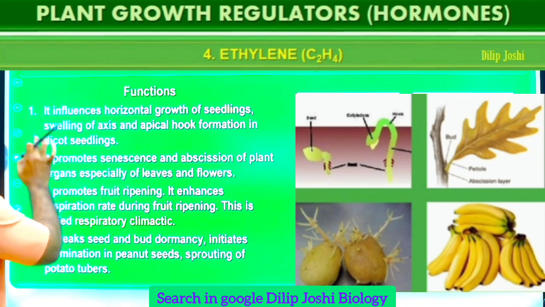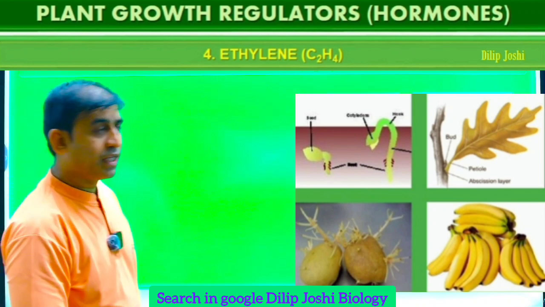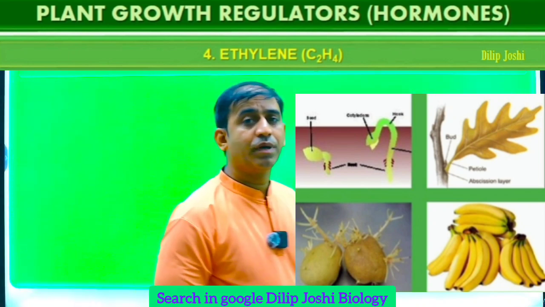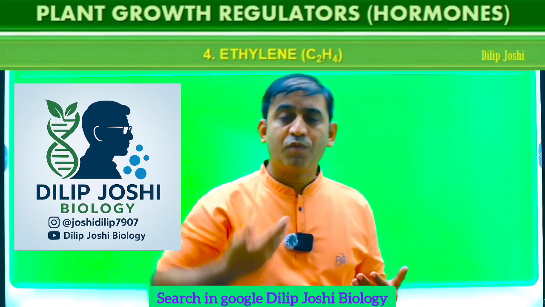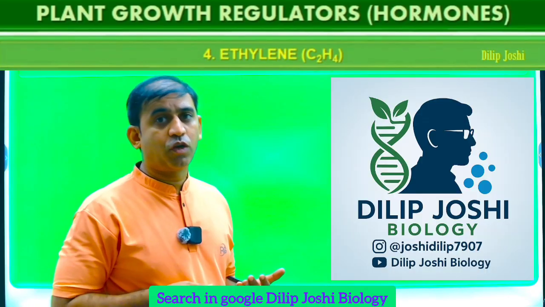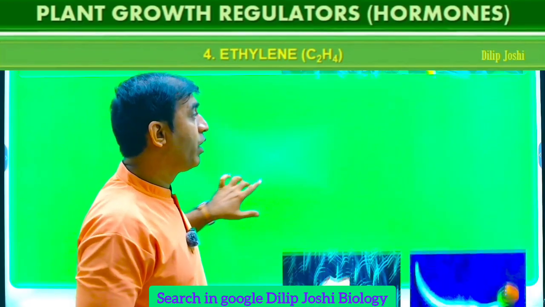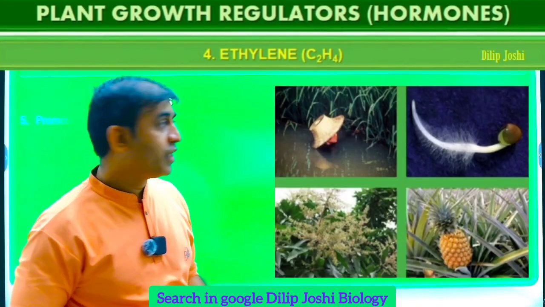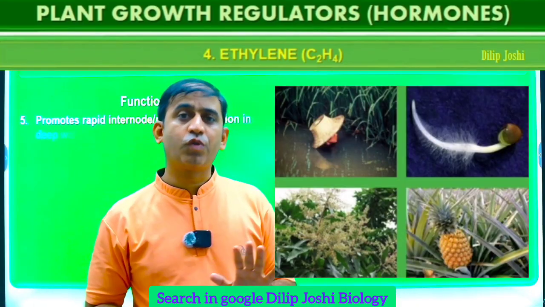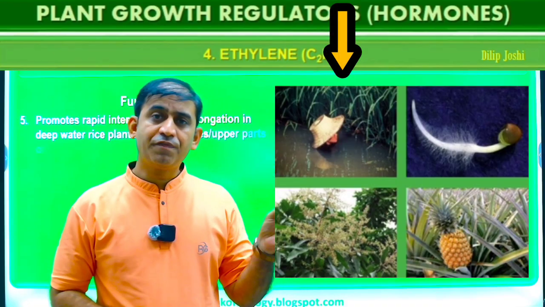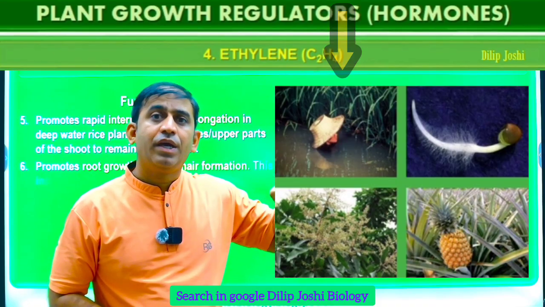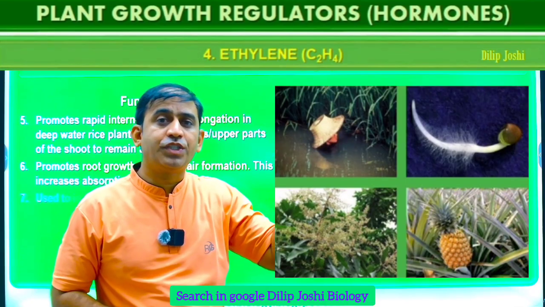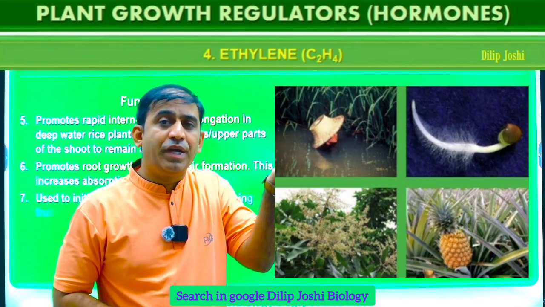Then again, furthermore, if we see the function of ethylene, it is going to help the plants which are growing in deep water, like the rice paddy crop. In that plant, petiole and internodal elongation is going to happen. Here you can see 4 photos. In the first image, you can see that in the deep water rice plant it will help with internodal elongation as well as petiole elongation.